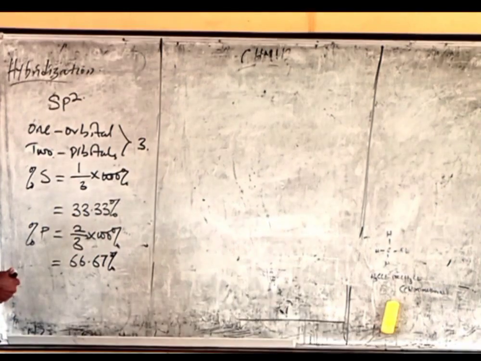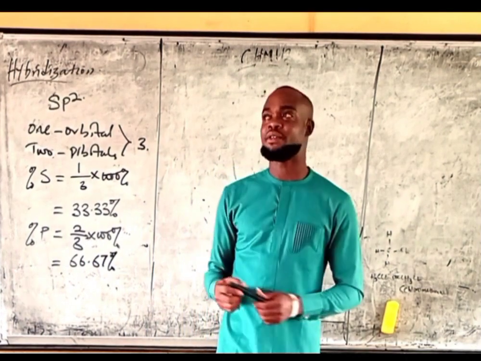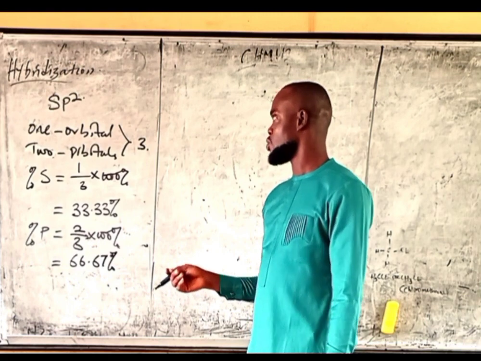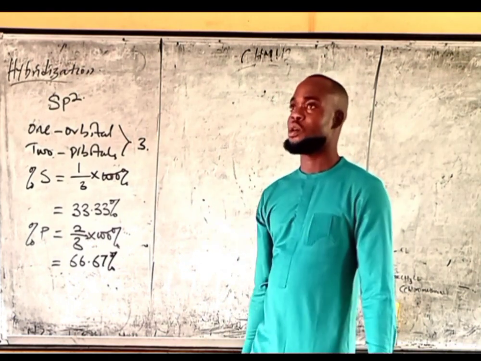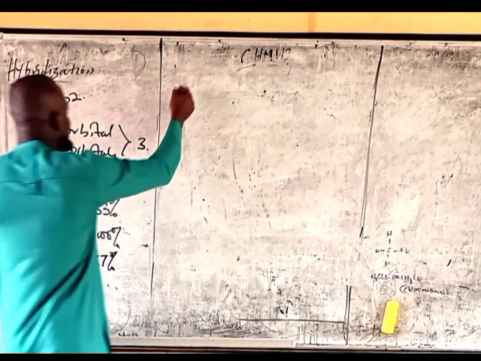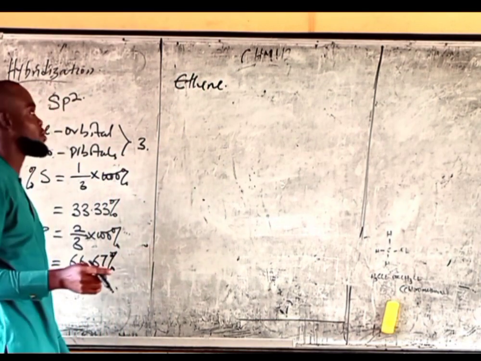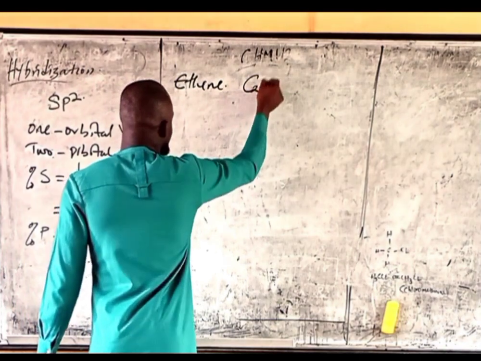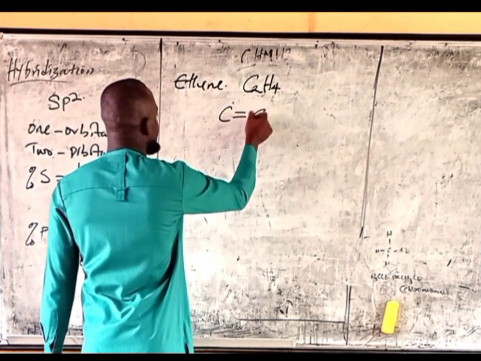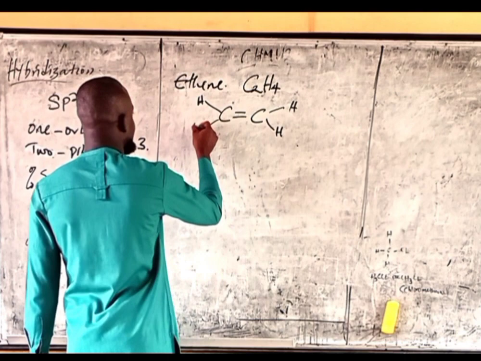The shape of this hybridization is triangular, and you need 1s and 2p orbitals to form it. An example of a compound that exhibits this hybridization is the ethylene molecule, and the formula is C2H4. We draw it something like this: C, CH, and H, and also H and H.